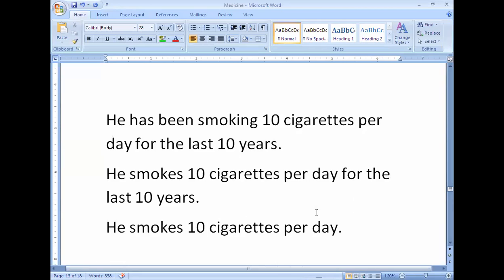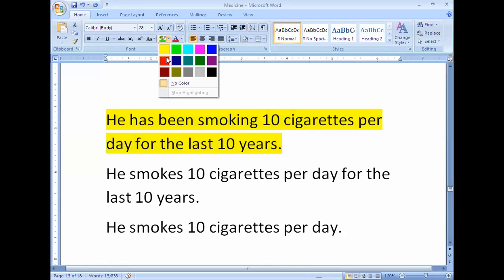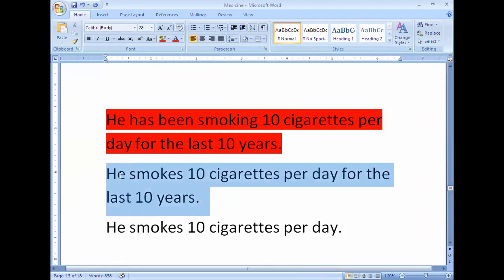Miss Tatiana, first one? Wrong. Red. This one, smoke. I think it's present. He smokes 10 cigarettes per day. For me, it's okay. For you, it's okay.